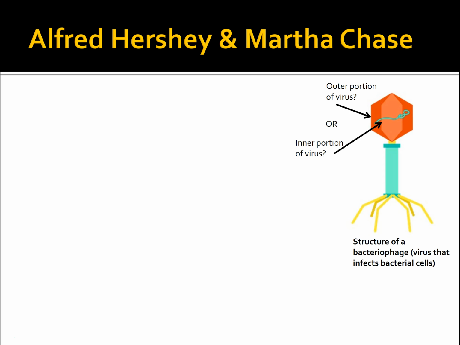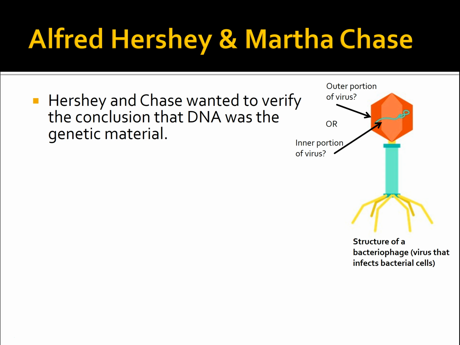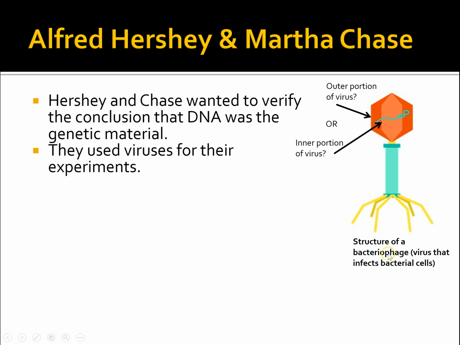Okay, then next we have a scientific team of Alfred Hershey and Martha Chase. And they, again, were looking to verify the conclusions that Griffith and Avery had come to. This time they went about it a different way. They used viruses for their experiment. And we haven't talked about viruses yet. We will, but this is what one type of virus looks like. This is called a bacteriophage, which is a virus that infects bacterial cells.